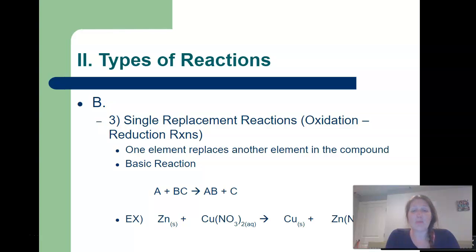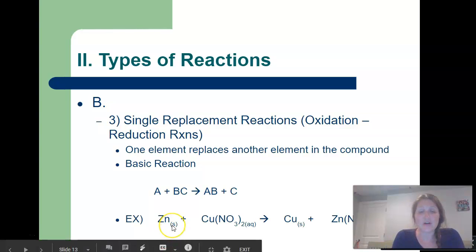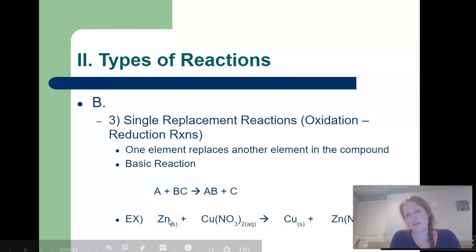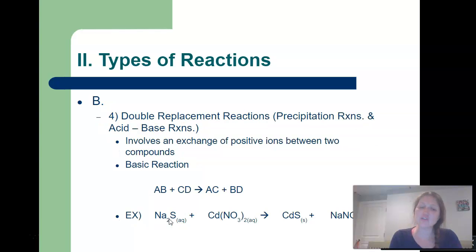Our third type is a single replacement reaction. Here a singular element replaces another element in a compound. Looking at our example, we start off in the reactants with solid zinc and a copper(II) nitrate solution. In our products, the copper is by itself and the zinc is in solution. So the copper and zinc have literally flipped spots with one another. That would be a single replacement reaction.